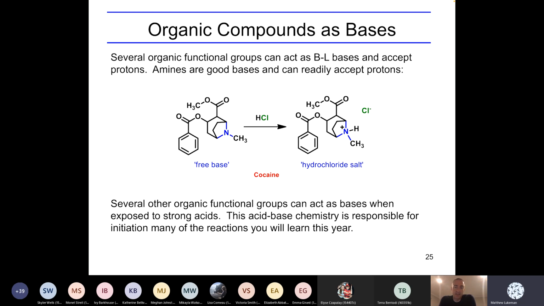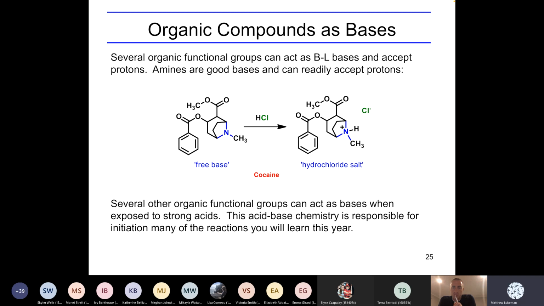It can react with acids like, for example, HCl, and it'll make what you see on the right, which is called the hydrochloride salt. And this is a common thing that amines will do. Amines very commonly in organic molecules will act as bases, accept protons from proton donors, whether it's a molecule like cocaine or whether it's some other amino acid or other molecules in your body. This is quite common with nitrogen.